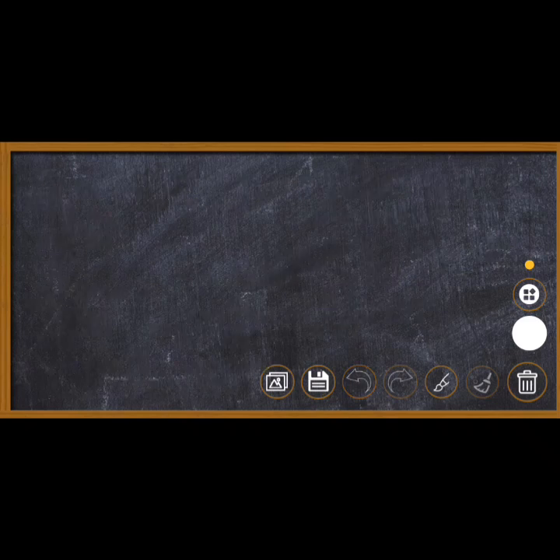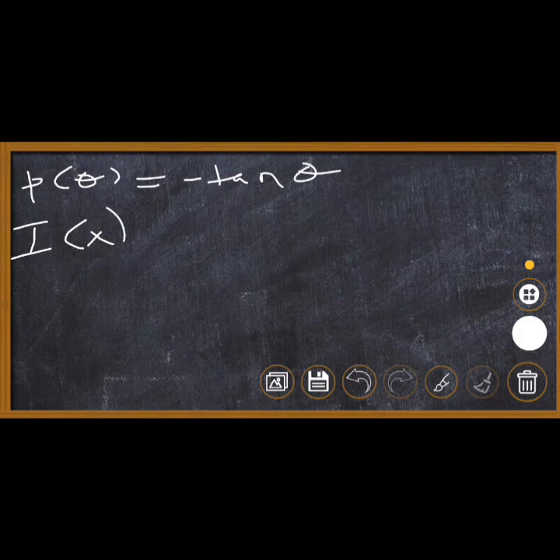So we have our p of theta equal to negative tan theta. Our first step is to find the integrating factor. How are we going to find the integrating factor? Remember, you always replace in this formula here, where we have the power of p. Here, instead of x, we should use theta.